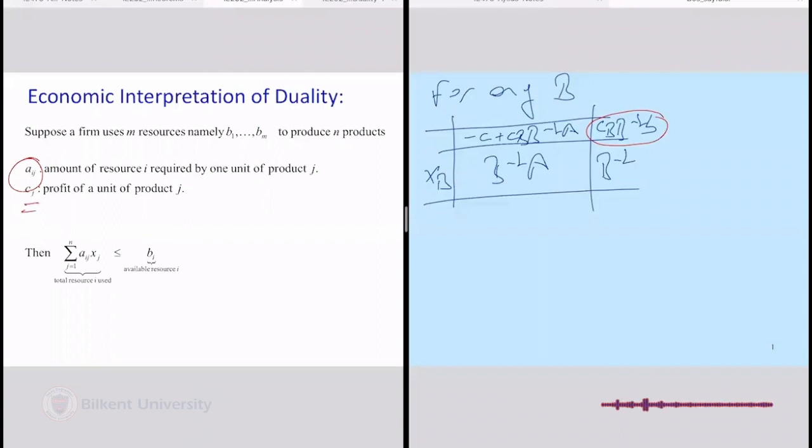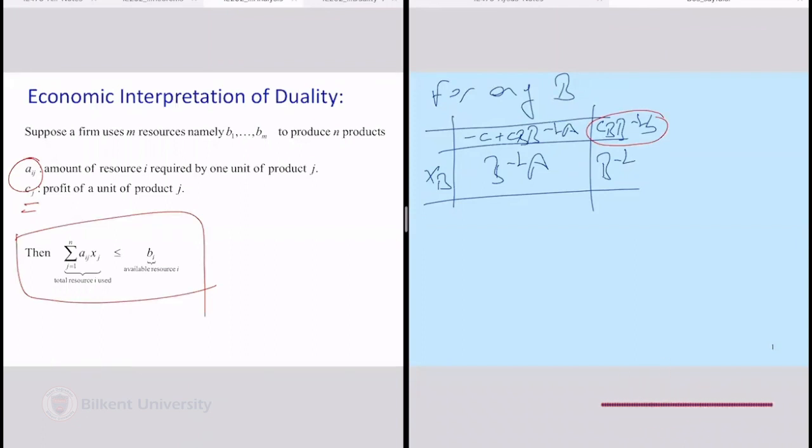So Aij is my consumption parameter from resource i of the product j that I produce. I have n different products. Then this is my resource constraint: each resource i cannot be used more than what I have.